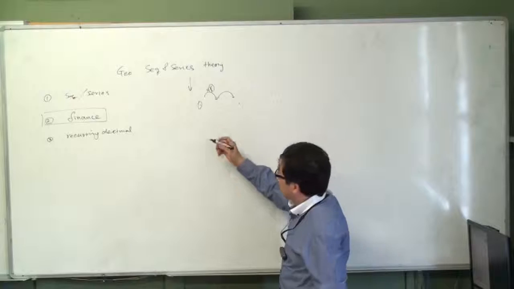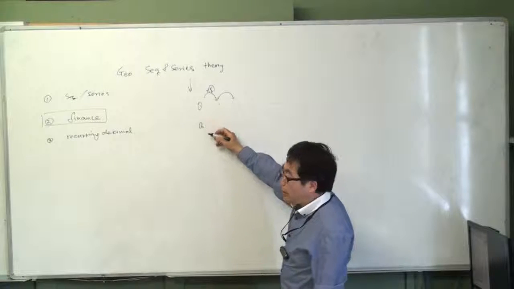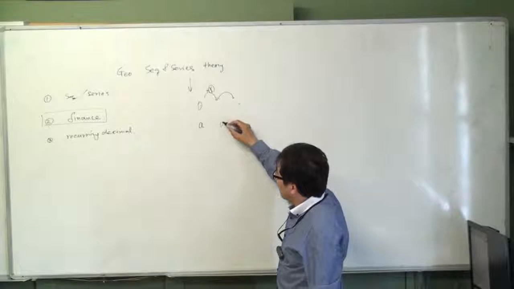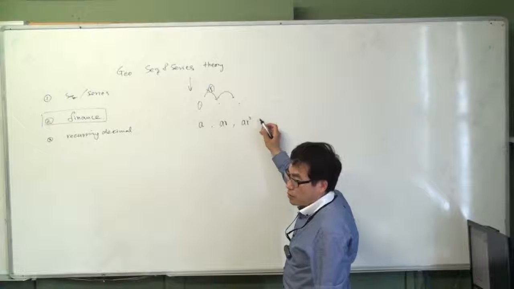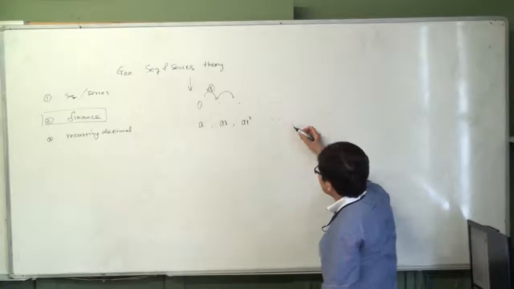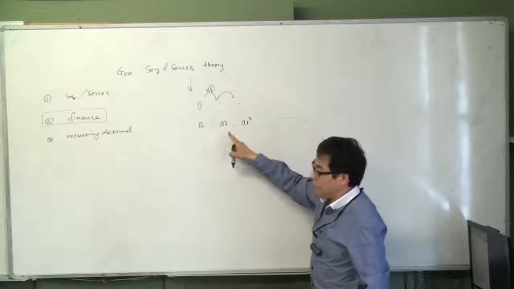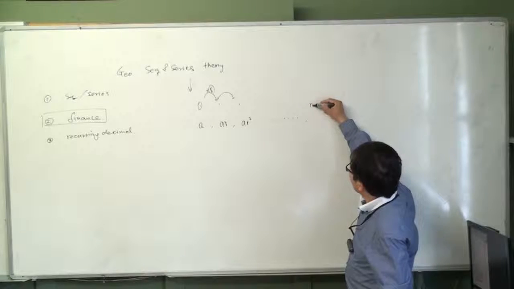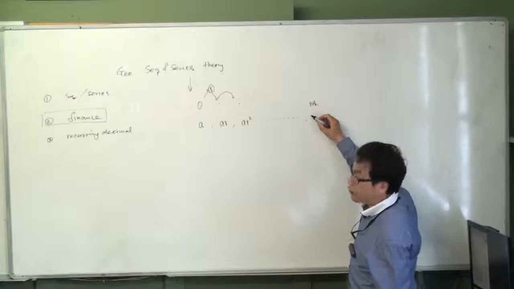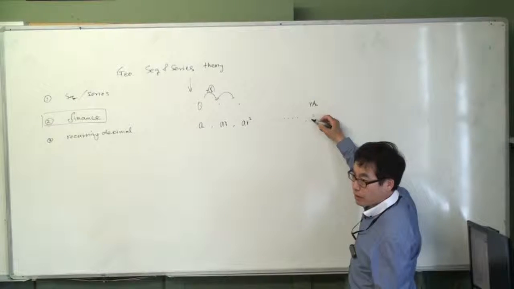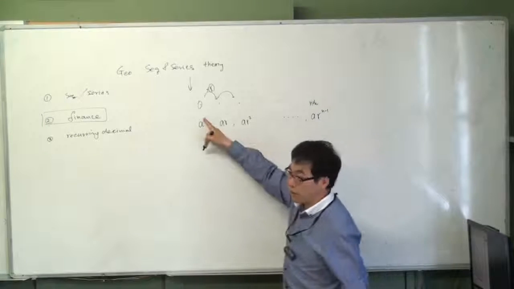So the easiest way is we say the first term is A, the next term will be AR, and the following one will be AR squared. That's the common practice. So if it keeps going, first, second, third, then the nth term, which is a general term, what is the formula for the nth term? A R to the n minus 1, because it starts from 0.